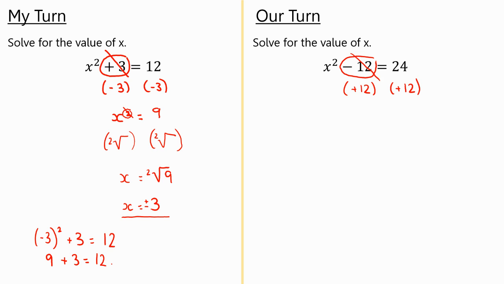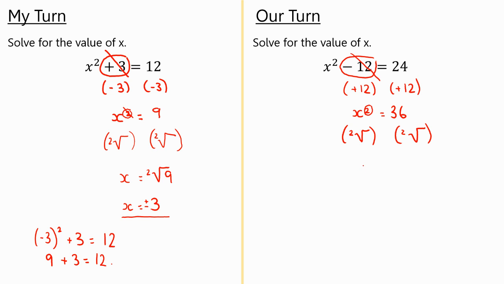That allows us to cross off our takeaway 12 here, leaving us with x squared is equal to 24 add 12, which is 36. Now again, we want to get rid of this squared. How do you get rid of a squared? What is the inverse of squaring something? That's right, we need to square root. So we're going to square root both sides.